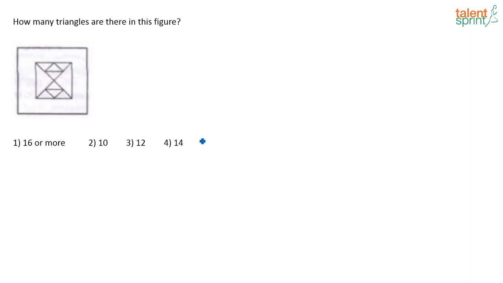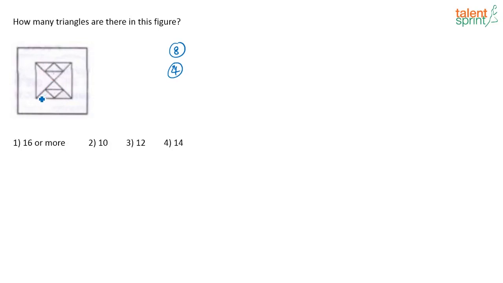Now, how many triangles are there in this figure? See, the best thing to do is to start counting how many triangles are there. If you look at the smaller triangles, you have 1, 2, 3, 4, 5, 6, 7, 8. So there are 8 small triangles. Then if you look at the bigger triangles here, 9, 10, 11, 12. I have again 4. So that comes up to 12.